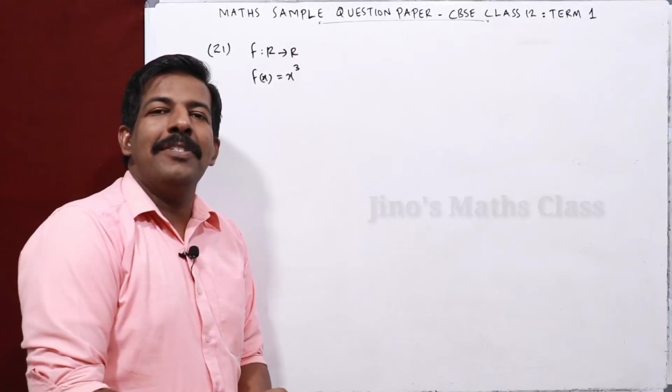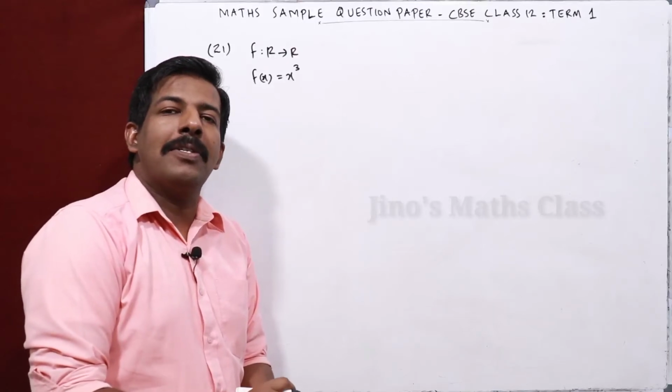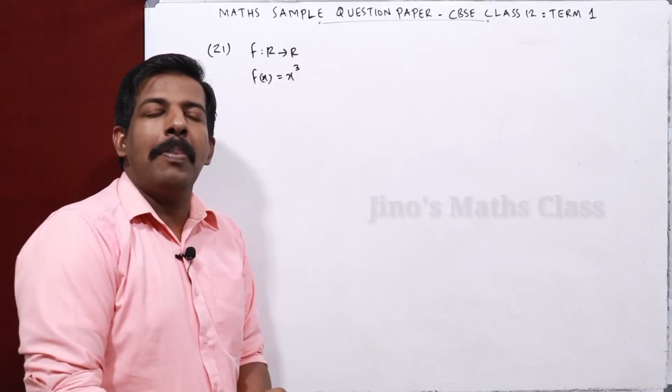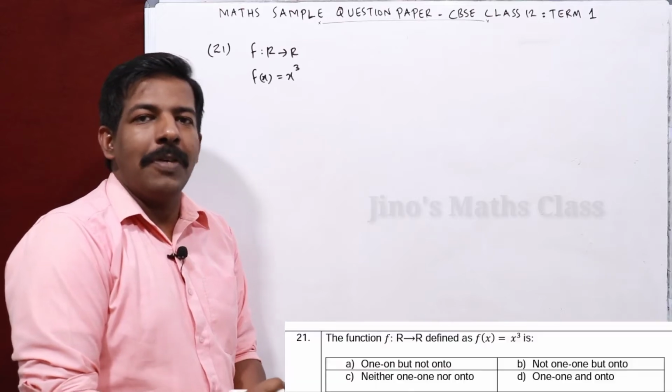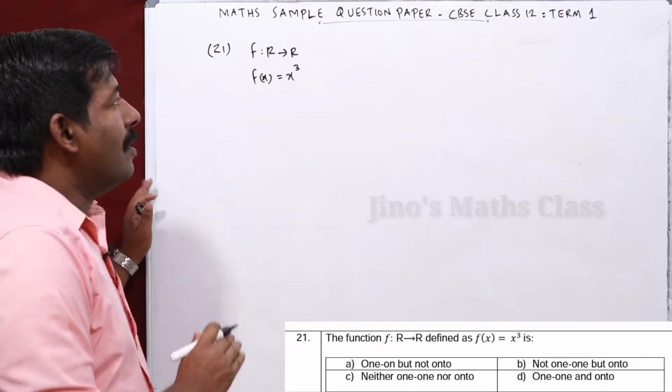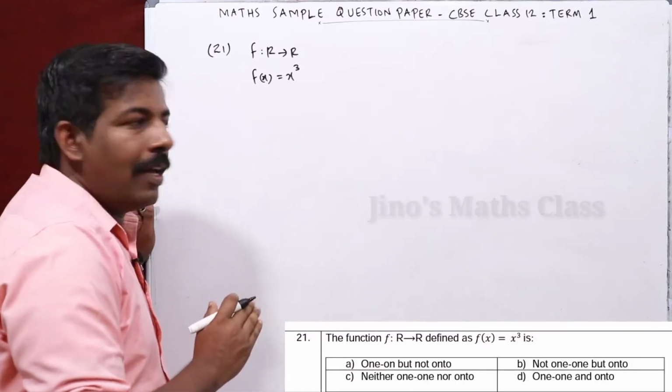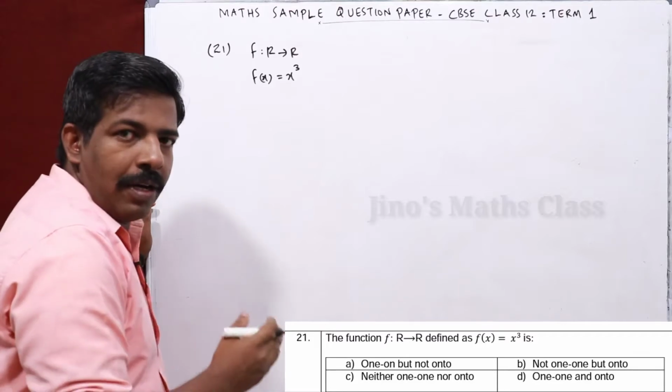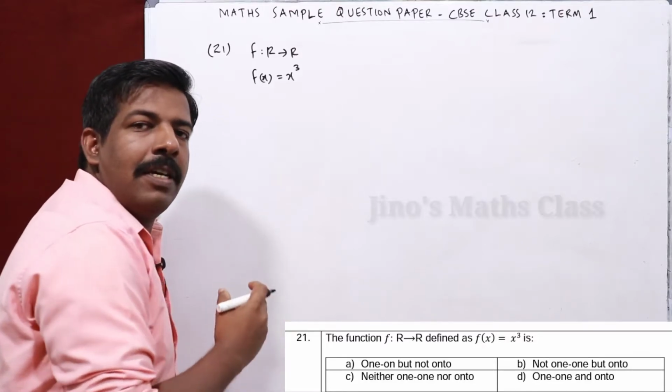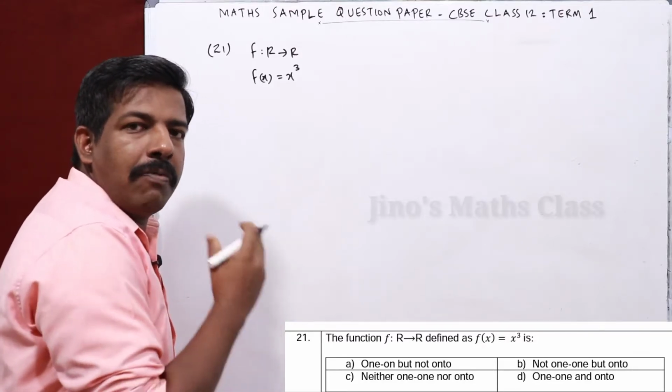Hi, in this video we are continuing the discussion of class 12 sample paper. So let's move to question number 21. Here there is a function, x cube, defined from R to R. We have to check the injectivity as well as surjectivity of this function.